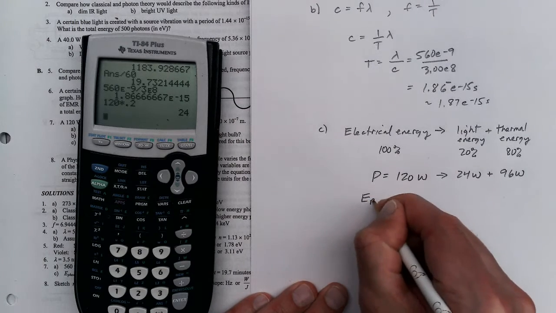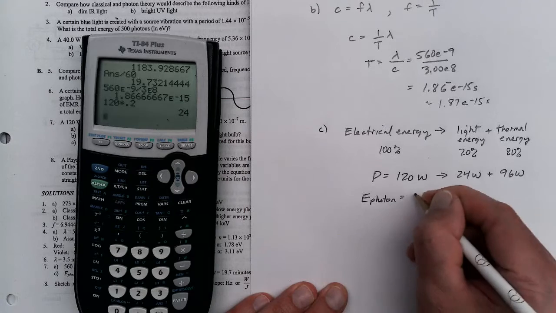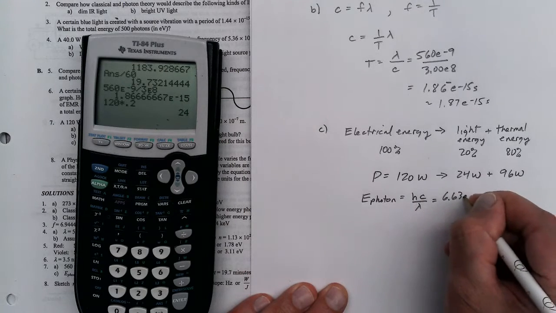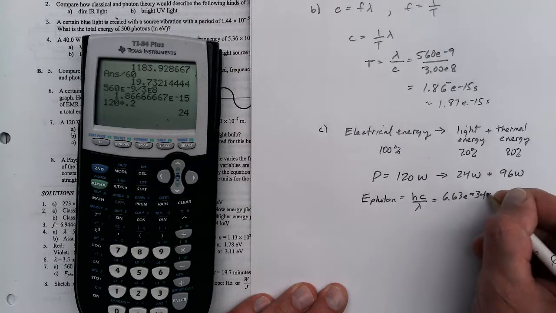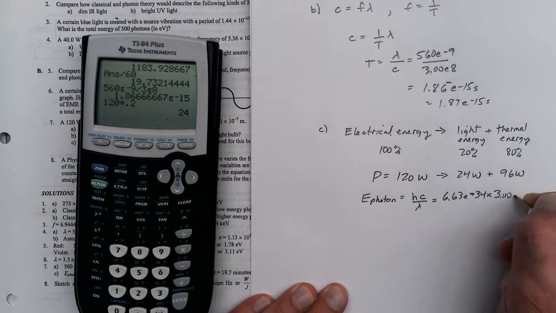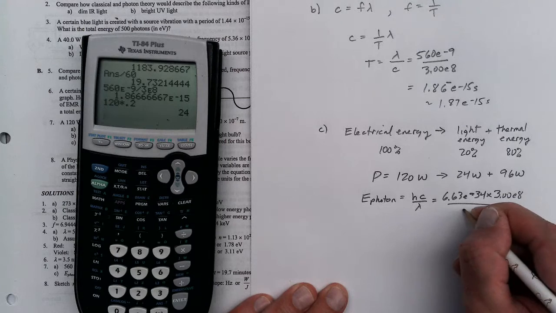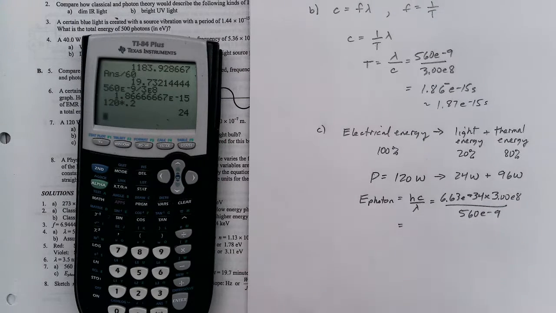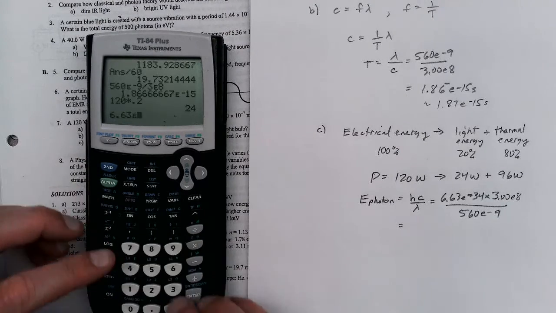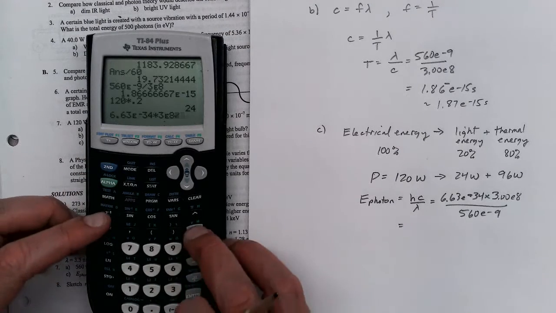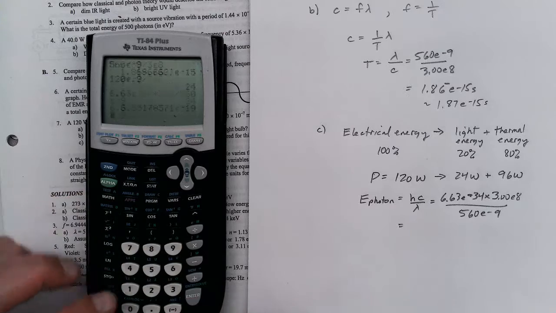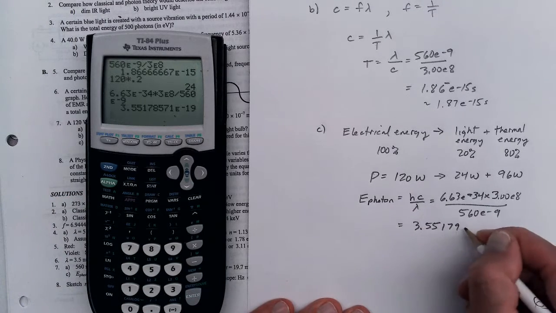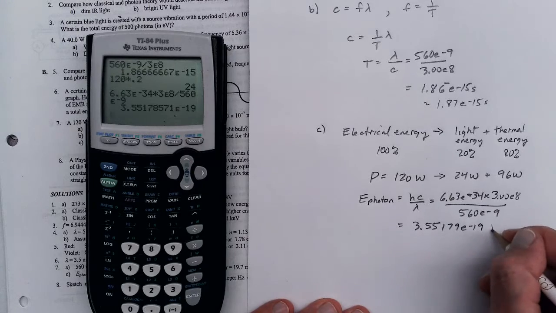Let's look at the energy of each photon. That'll be hc over lambda. So 6.63 e negative 34 times 3e8, all divided by 560 e negative 9. So try this calculation out. 3.55179 e negative 19 joules.